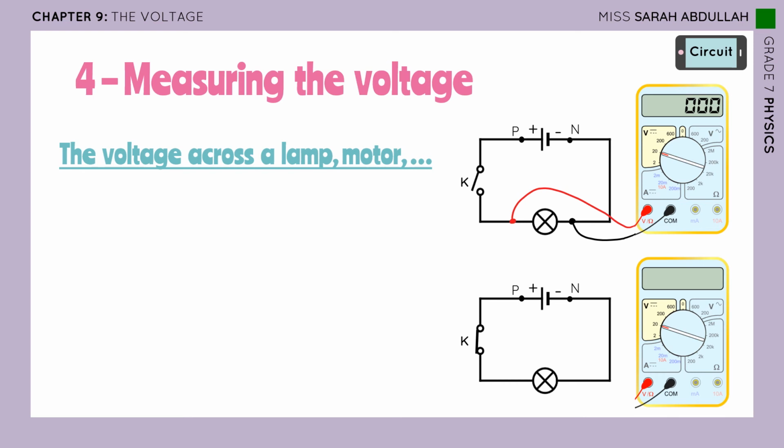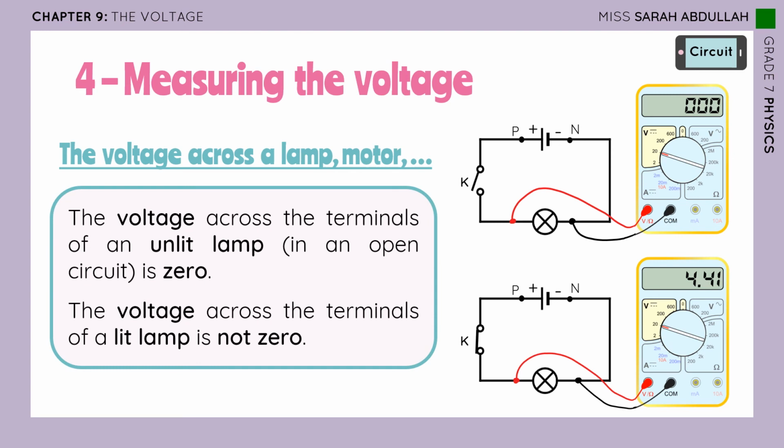And the second case where the switch is closed, the lamp glows, and the voltage across the lamp has a certain value. Now, this is, of course, an example. It could be anything else, but yes, it has a certain value. And it is the same voltage, of course, in this case as the battery, because the battery is giving this voltage to the lamp. So yeah, the voltage across the terminals of an unlit lamp in an open circuit is 0. The voltage across the terminals of a lit lamp is not 0.